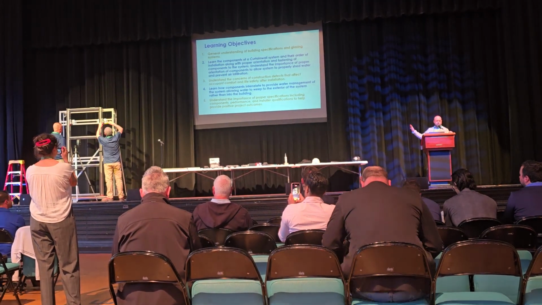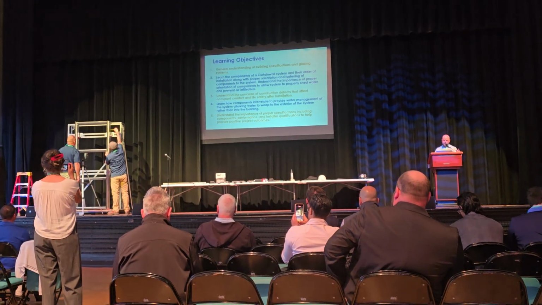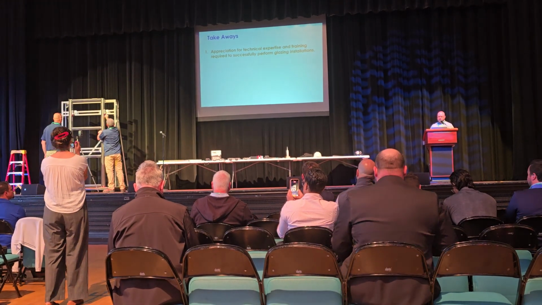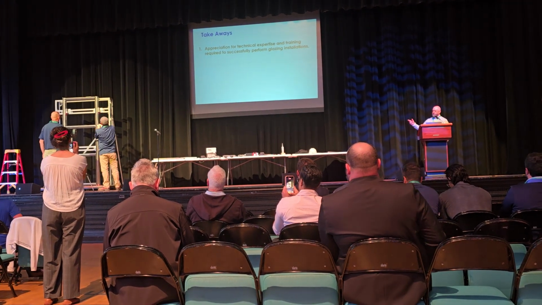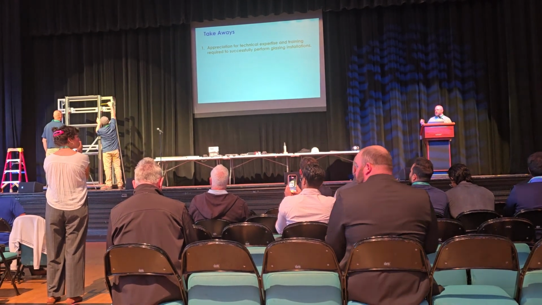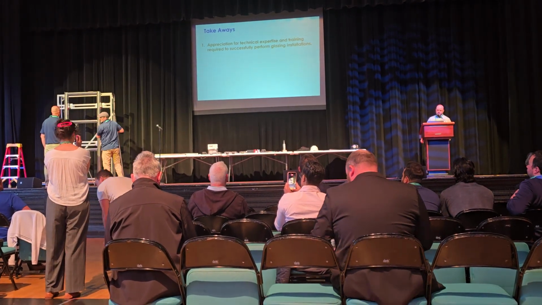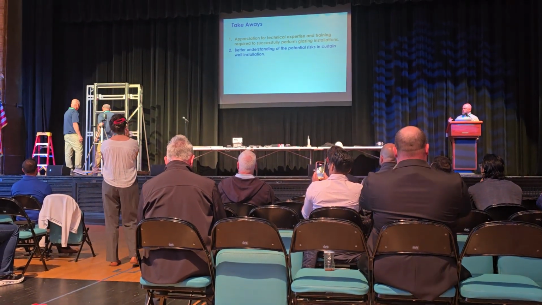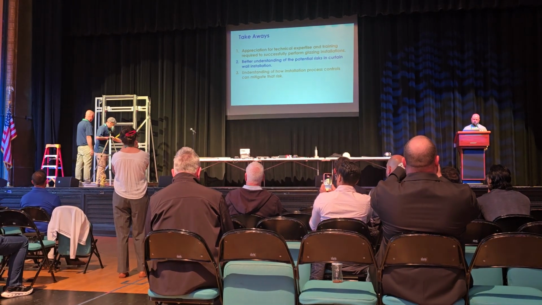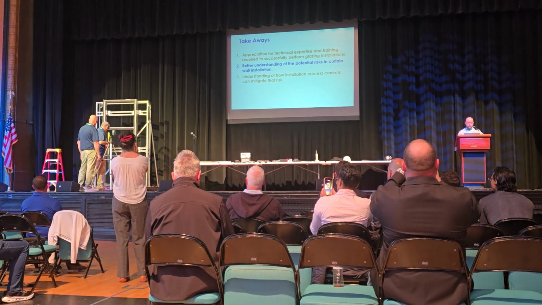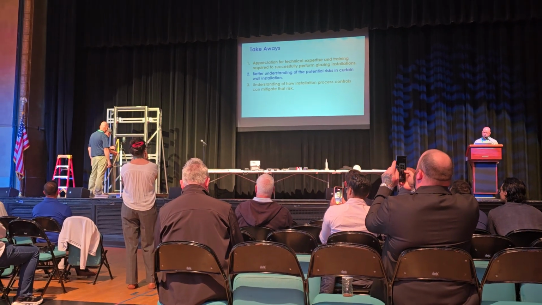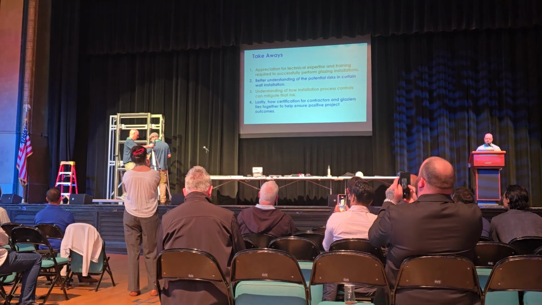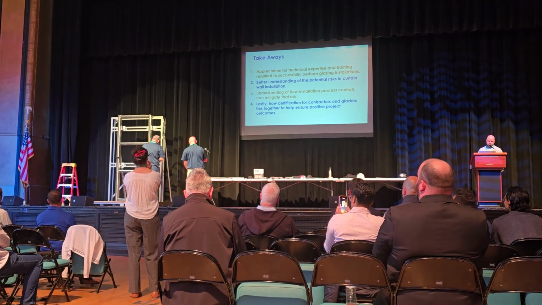For AIA purposes, there are several learning objectives up on the screen, but what I hope the audience takes away is a better appreciation for the technical expertise and training required to ensure that glazing in general is performed correctly. Better understanding of potential risks in curved wall installation specifically, how those risks can be mitigated through properly implemented process controls, and lastly, how certification for contractors and glazers ties together to ensure positive project outcomes.